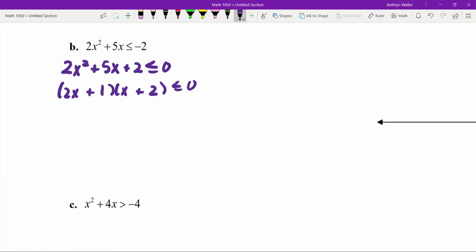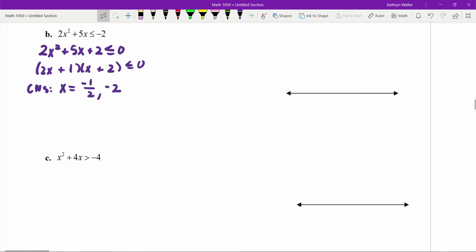Okay? So I set it equal to 0, I factored. Now my next step is to come up with the critical numbers. If I set 2x plus 1 equal to 0, the 1 comes over and becomes a negative, and you divide by 2, so negative 1/2. Set x plus 2 equal to 0, and you get a negative 2. Now go to that number line. You have a negative 2 on the left, because it's the smallest, and a negative 1/2 on the right. This time I do have a closed circle because I have an equal sign.